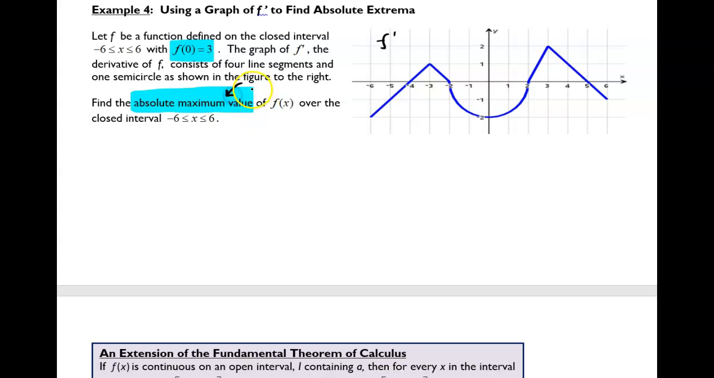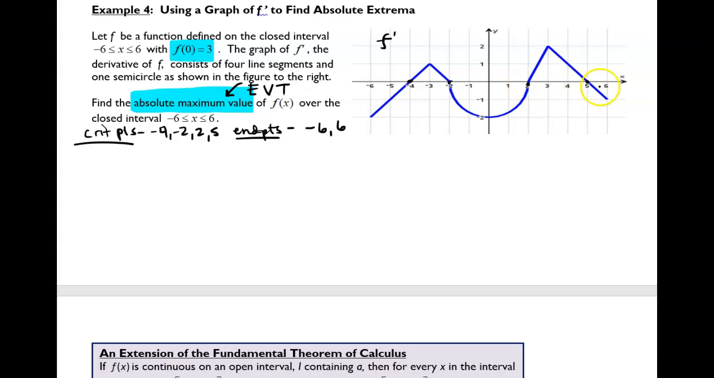So remember, when we see absolute maximum value, I should be thinking about EVT, the extreme value theorem. In that case, we look at two places, critical points and endpoints, to determine where we have absolute maxes and mins. My critical points are where my derivative is equal to 0 or is undefined. I know my derivative is defined because I can see it on the graph. So that's going to be -4, -2, 2, and 5. Those are all critical points. My endpoints are -6 and 6. That was given here.